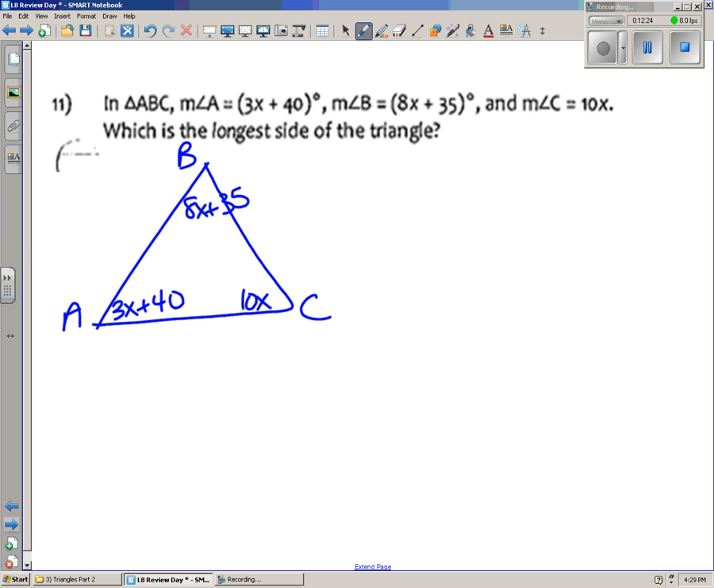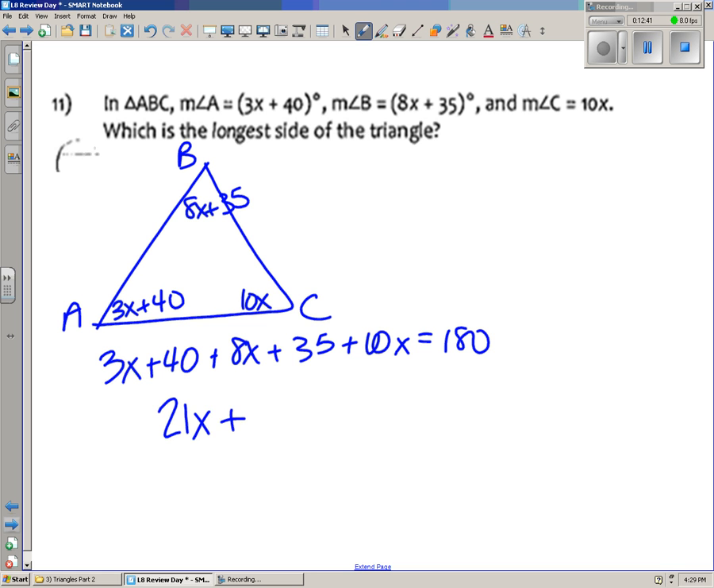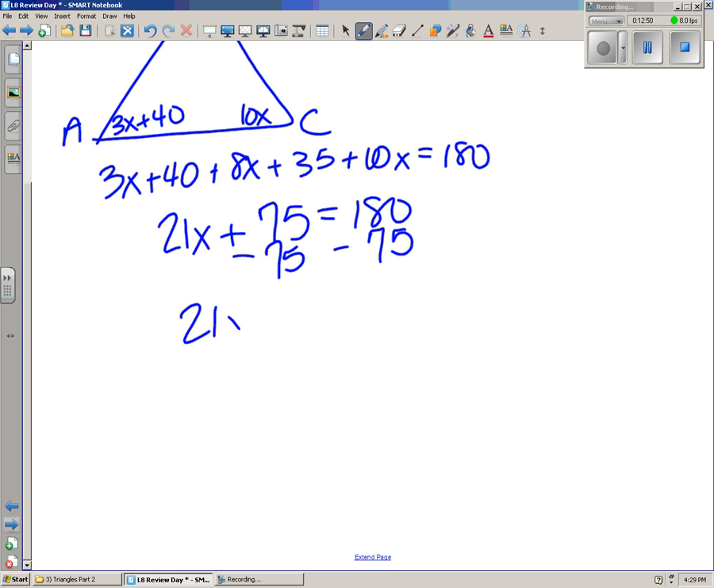If you notice, they're the three angles of a triangle, and we all know that the three angles of a triangle add up to 180. So 3x plus 8x plus 10x turns out to be 21x plus 75 equals 180. Subtract 75, and we get 21x equals 105. Divide by 21, and x turns out to be 5.